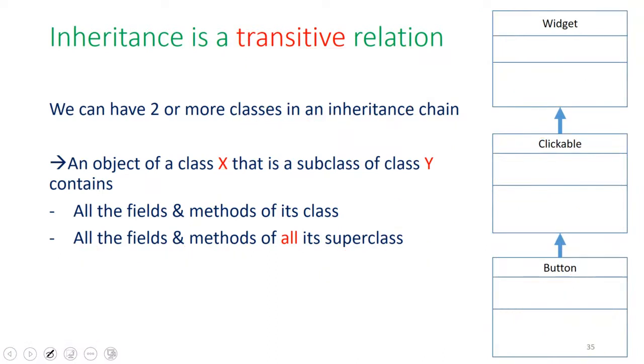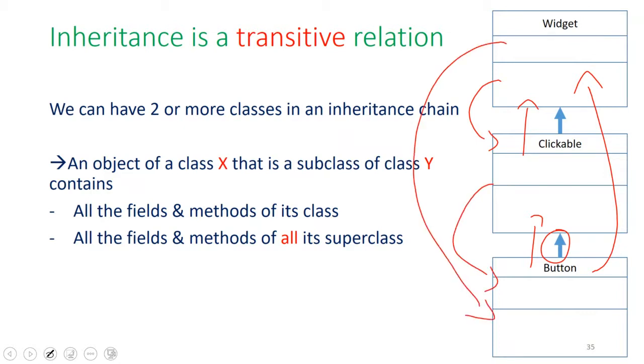So you can say that button is a subclass of clickable. Clickable is a subclass of widget. Indirectly, button is also a subclass of widget. And then widget is a superclass of clickable, clickable is a superclass of button, and indirectly widget is a superclass of button.